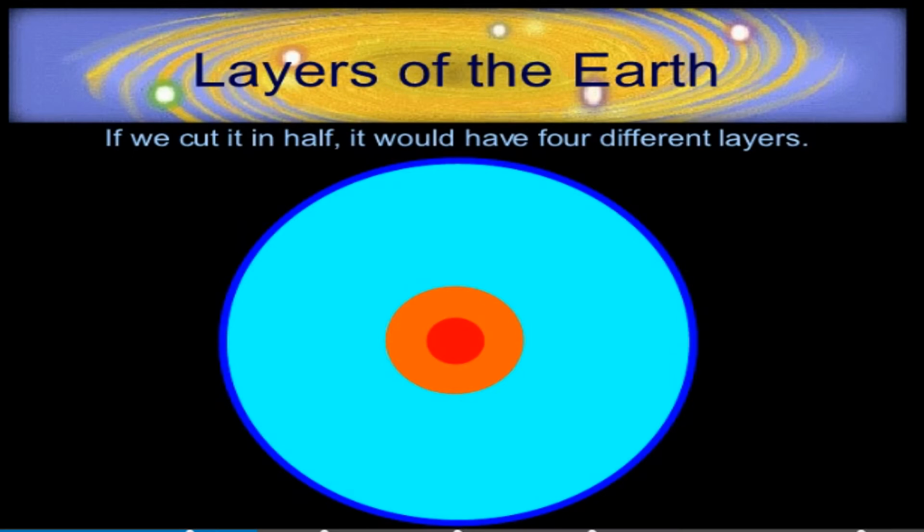As you can see, one is in the middle with red color, and then the outer portion is of orange color, and then there is a light or sky blue color, which is pretty much in depth, and then there's the outer layer with dark blue color, and that is where we live.